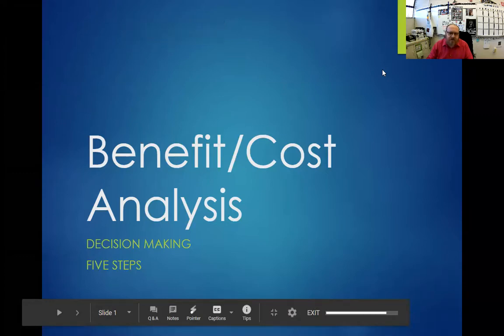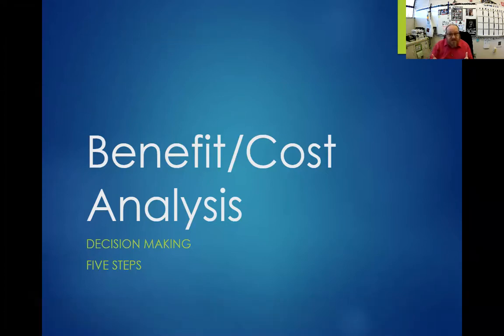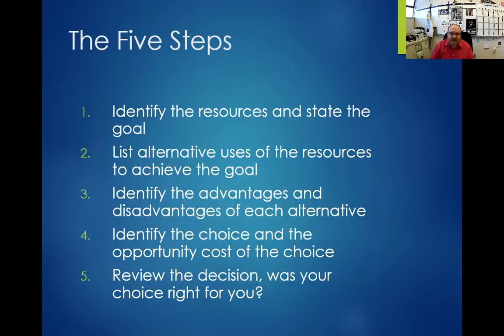Cost benefit analysis is basically the idea that when you make a decision, there's both a cost and a benefit, or a benefit and a cost, to every decision that you make. Depending on what you choose determines which is the cost and which is the benefit. But there is always both when you make a decision. And there is a five-step process to that.